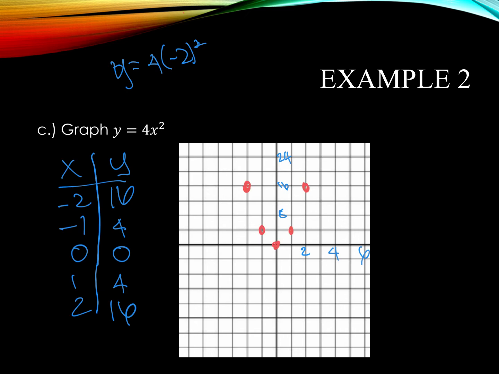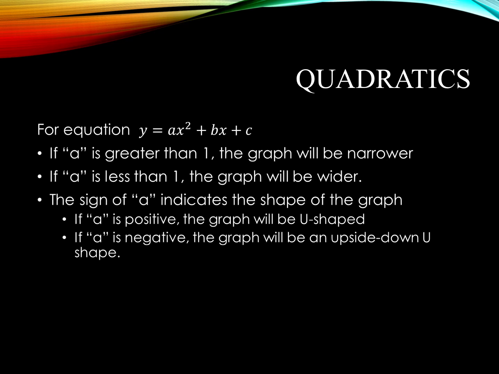Now notice, if I connect these, I have my U-shaped parabola, which I would expect because the value in front of my x squared is a positive number. Now some things to remember when you are graphing quadratics. It says if our a value is greater than 1, so this number right here, the graph is going to be narrower.